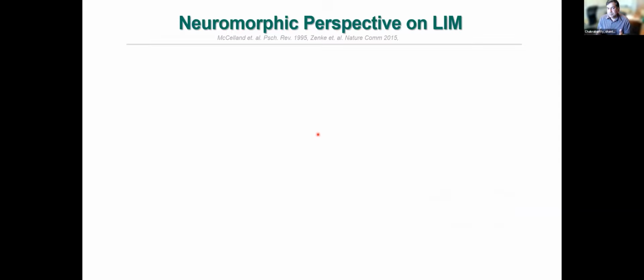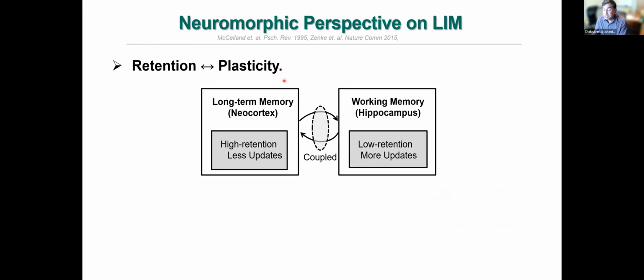This principle has neuromorphic origins, because retention and synaptic plasticity are related to each other. This is commonly seen in the structure of the brain. For example, the hippocampus is the so-called working memory, with memory units that are low retention but allow for more frequent updates. Then you have the neocortical memory, which is long-term memory, which effectively supports high retention but is less frequently updated. And these two memory systems are coupled with respect to each other.